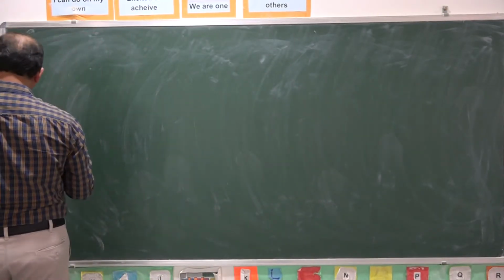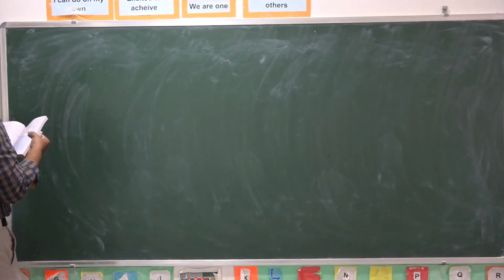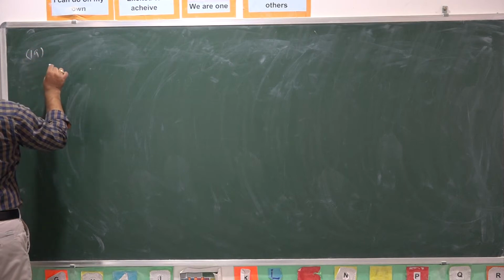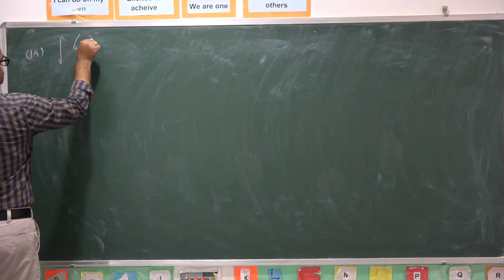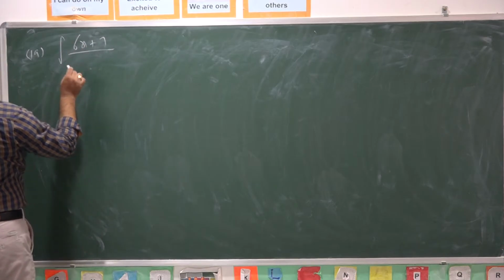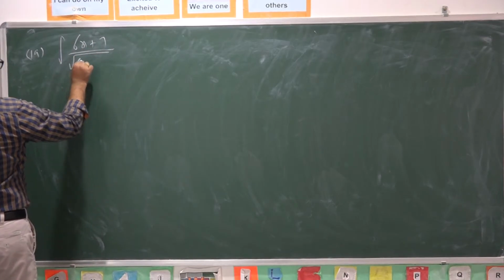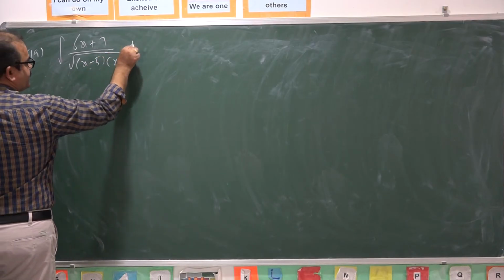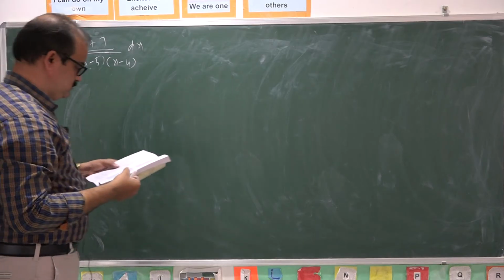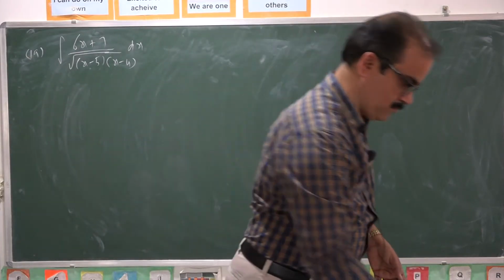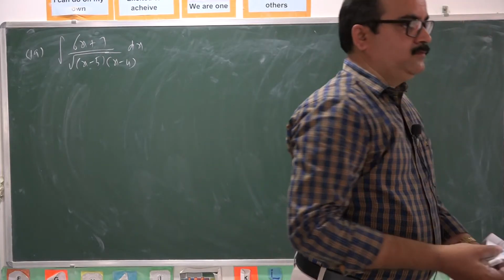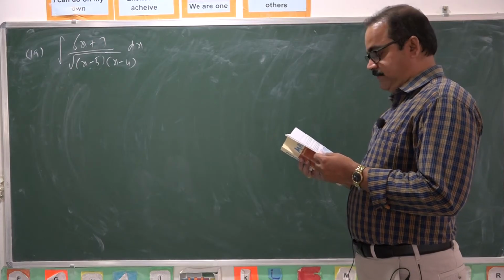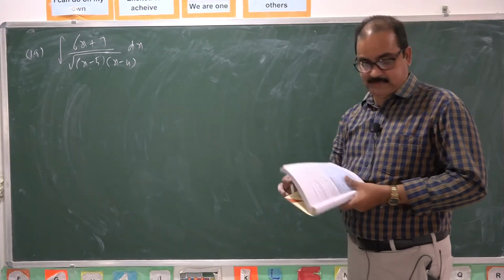Next, 19th, integral of 6x plus 7 by root of x minus 5 into x minus 4 into dx. Integral 6x plus 7 by root of x minus 5 into x minus 4 into dx.